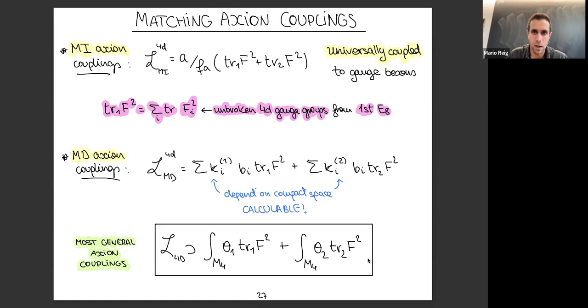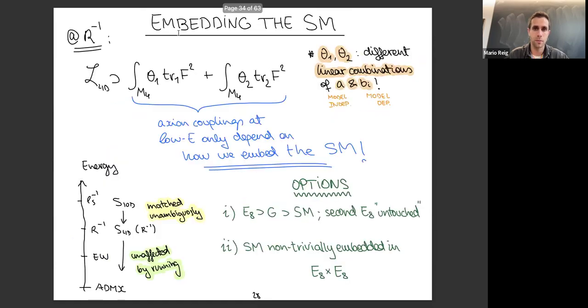So this is the important bit. And the reason why this is important is because once you achieve this, this is telling you that all the phenomenology at low energies, I mean the coupling to gauge bosons, ultimately depends only on how we embed the standard model gauge symmetry into the UV gauge group. Okay? And now we only have two options. We either take the standard model and put it into the first E8, or take the standard model and have a non-trivial embedding into E8 cross E8.